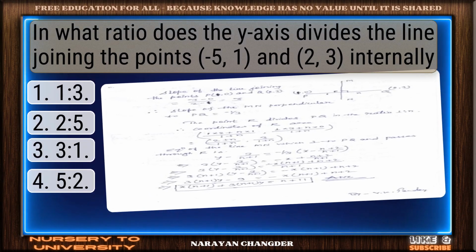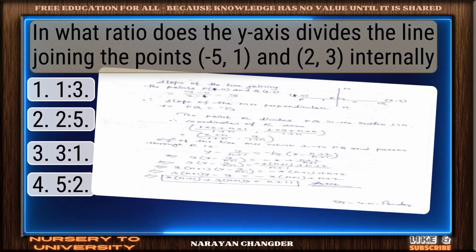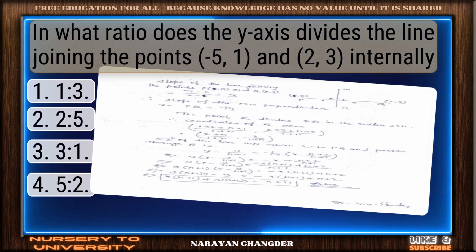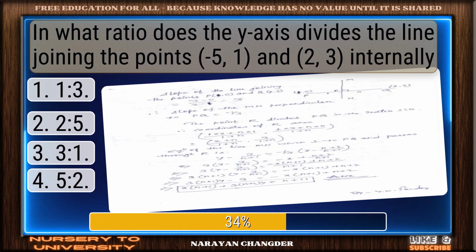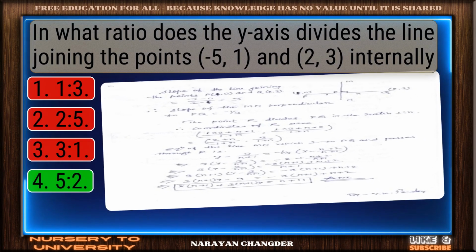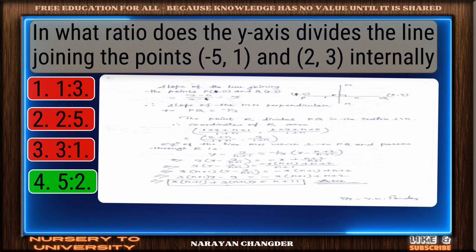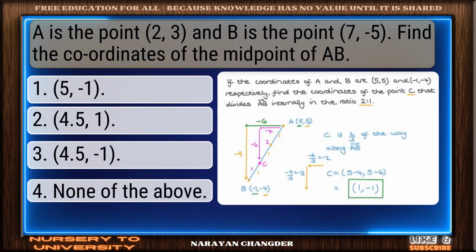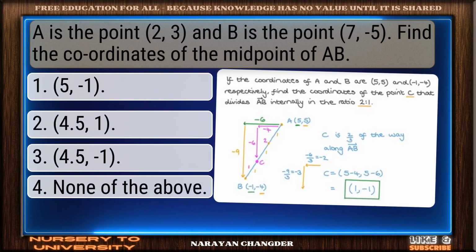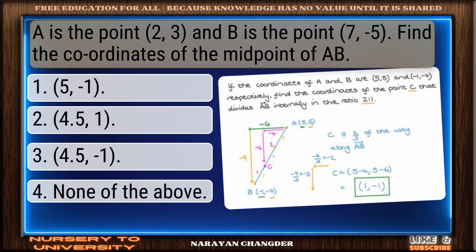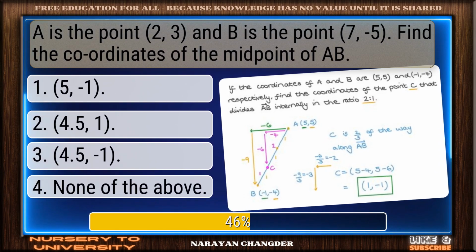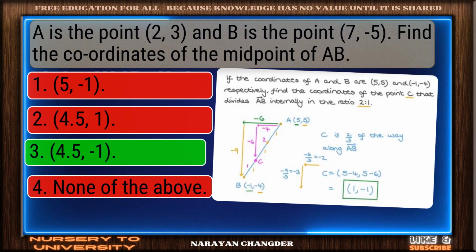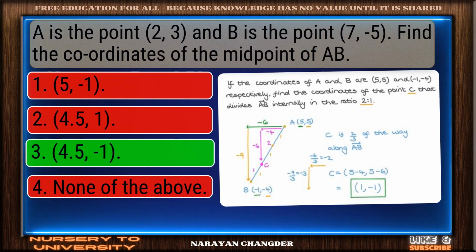Question number 49. In what ratio does the y-axis divide the line joining the points and internally? Great thinking. 4:2 is the right choice. Question number 50. A is the point and B is the point. Find the coordinates of the midpoint of AB. Correct response is the most accurate answer.